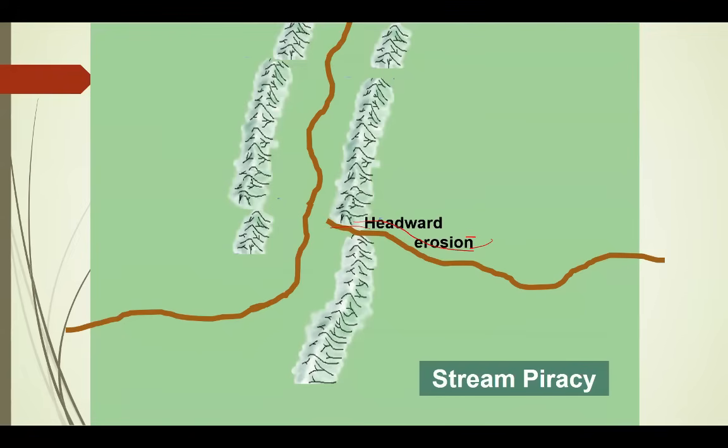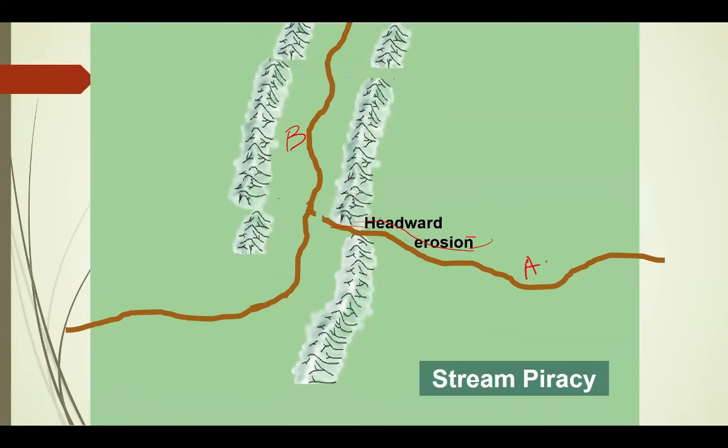Now, as you can see, this river A is flowing on a steeper gradient, and this one, which is river B, is flowing on a gentle gradient. So because river A is on a steeper gradient, it's going to do what we call headward erosion, lowering and removing the watershed through the process of headward erosion.